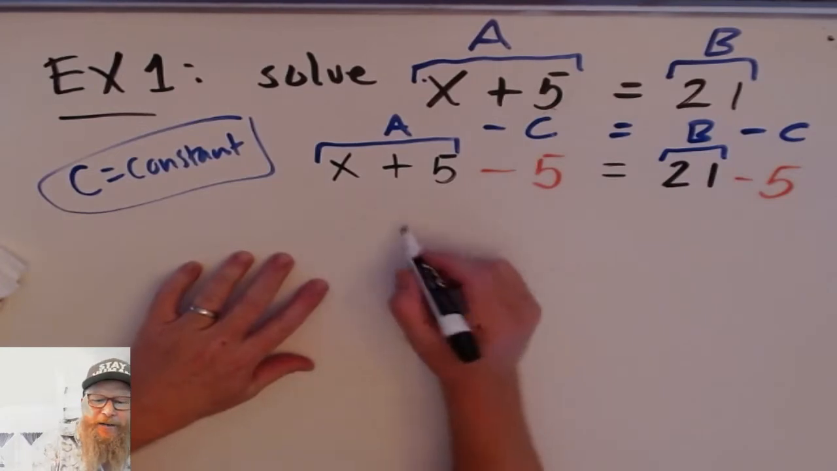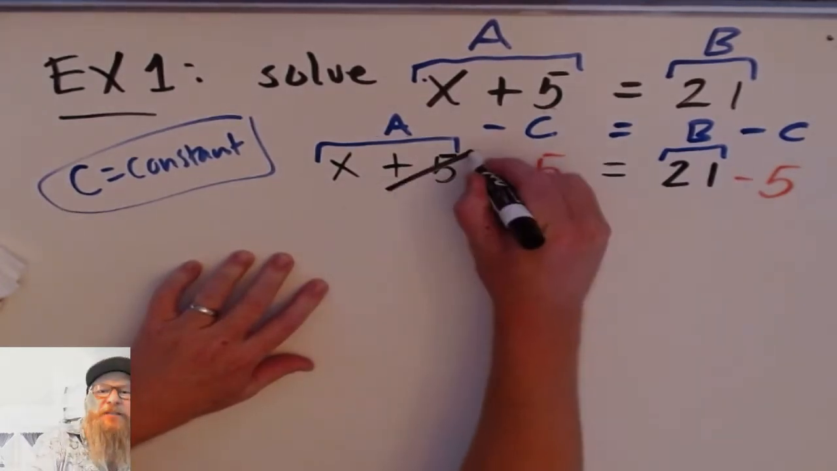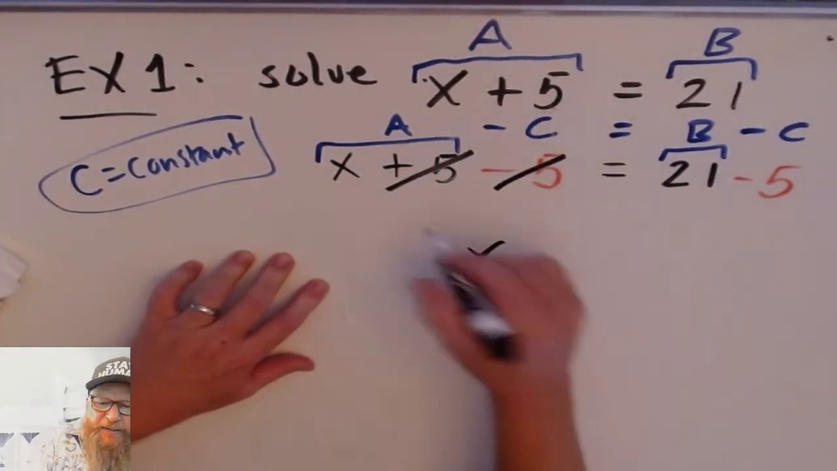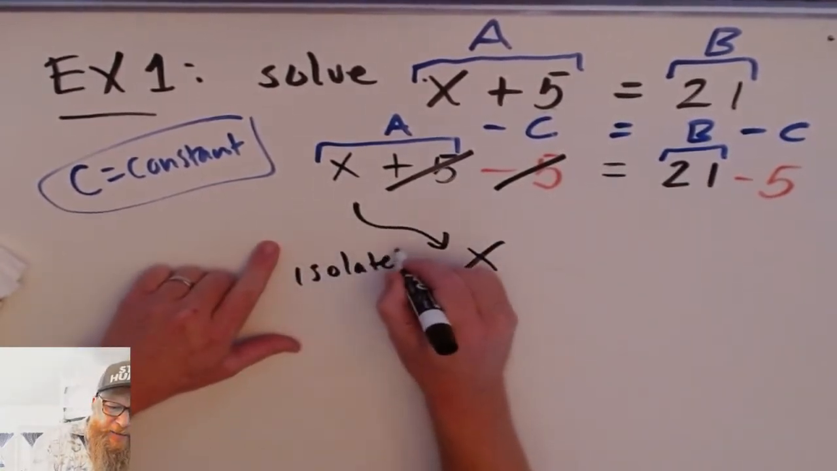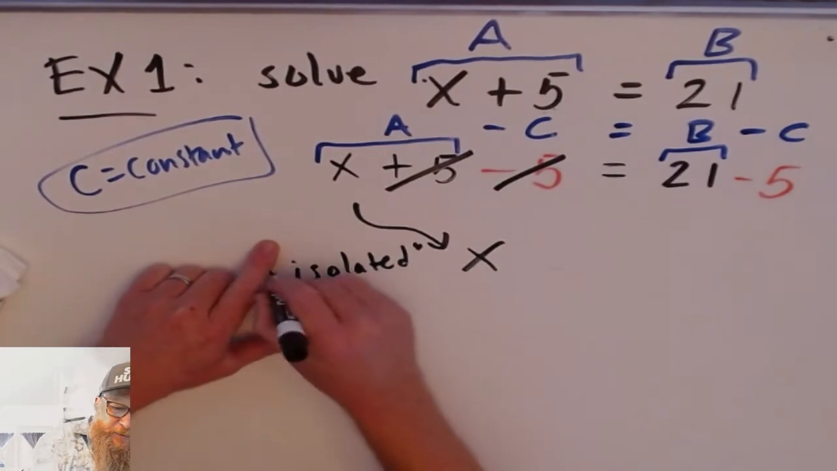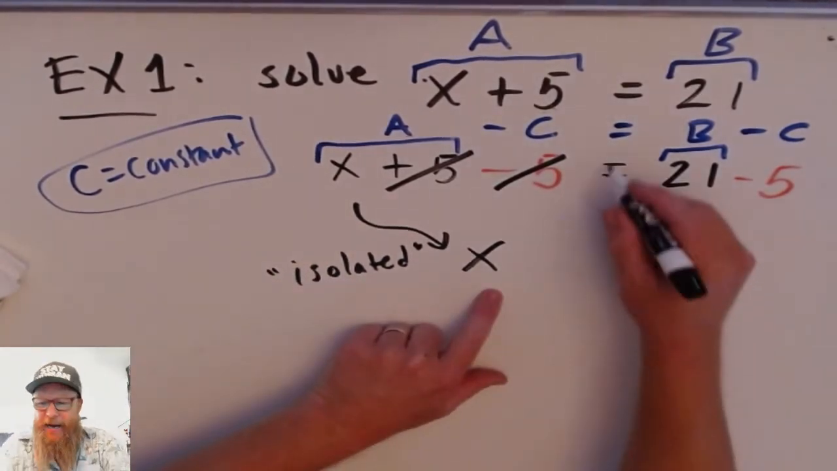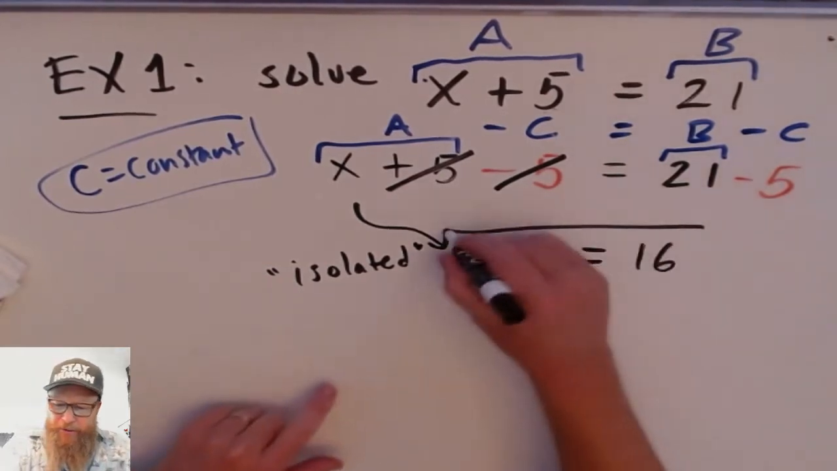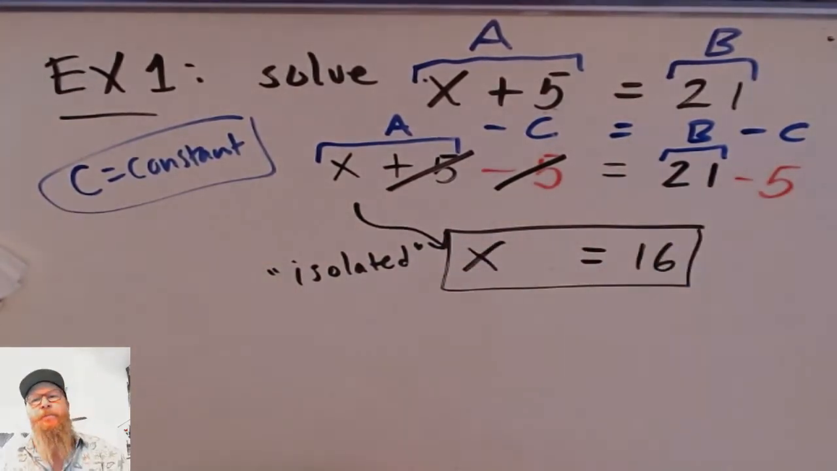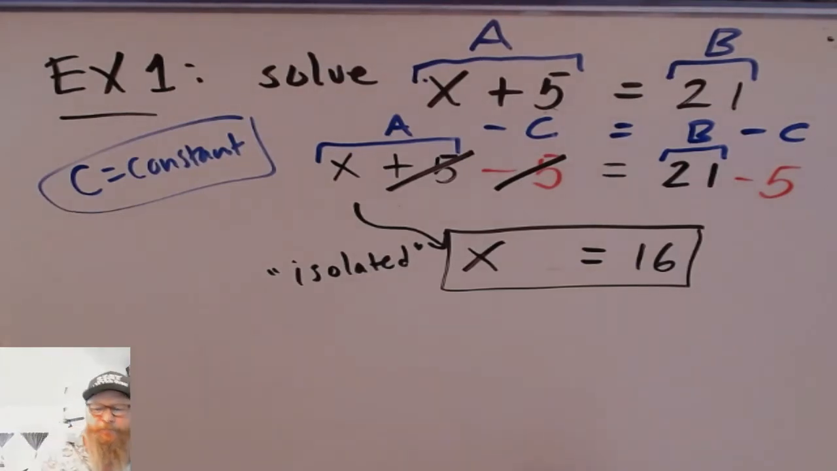There are other symbols that represent constants, but C is very common. Okay. So now I have plus 5 and minus 5 cancel. The x has been isolated. All right, so we're trying to get the x by itself. And then now we have 21 minus 5, which is 16. Okay. Not too bad, huh? Let's try another one.